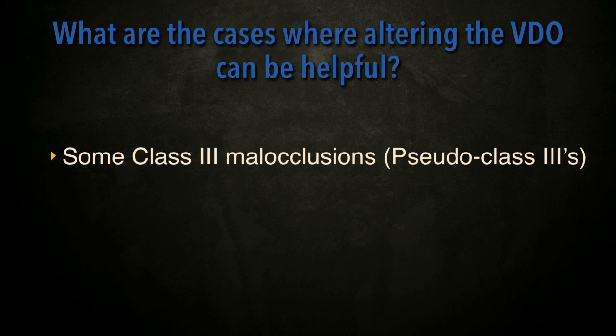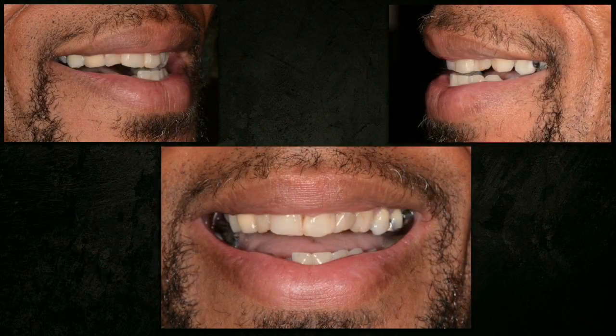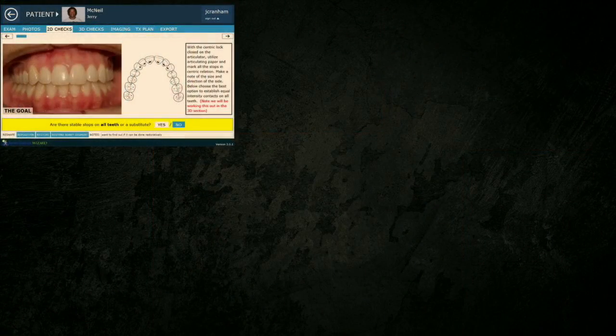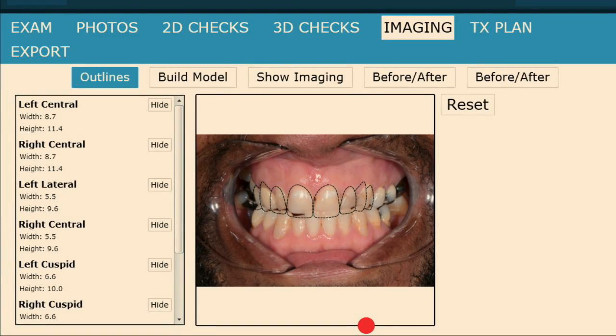Let's look at something you might run into, a patient that may look like they're class 3. And we look at his smile, his lower jaw definitely looks a little forward. You see the crossbite in the anterior. And so we're going to go ahead and just figure out where the teeth could be aesthetically, and they definitely, from a length standpoint, could be a lot better.